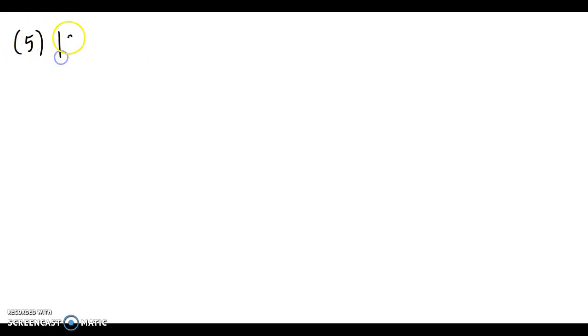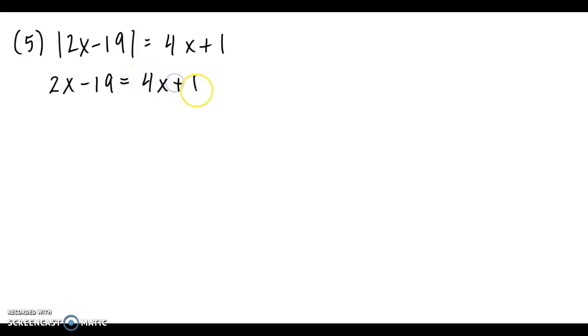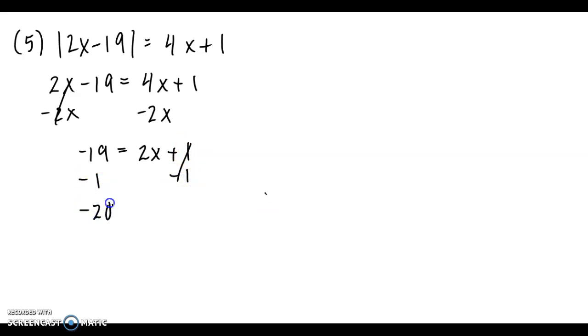Number 5, absolute value of 2x minus 19 equals 4x plus 1. All right, so the absolute value is alone on the left-hand side. So my first equation, it's like the absolute value bars don't exist. So now I'm going to subtract 2x from both sides. I get -19 equals 2x plus 1. I subtract 1 from both sides. And then I divide by 2. So I get -10 is equal to x. We'll talk about that in a minute.